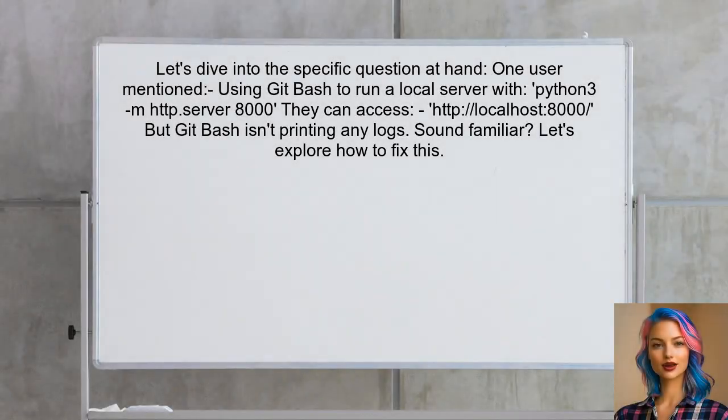Let's dive into the specific question at hand. One user mentioned that they are using Git Bash to run a local server with the command python3 -m http.server 8000. They can access the server at localhost:8000, but Git Bash isn't printing any logs of the requests. Sound familiar? Let's explore how to fix this.